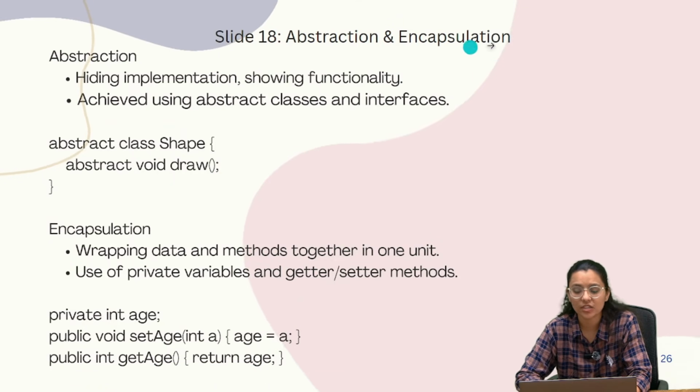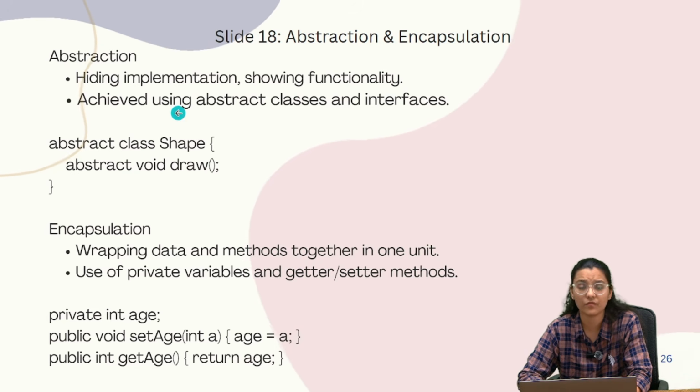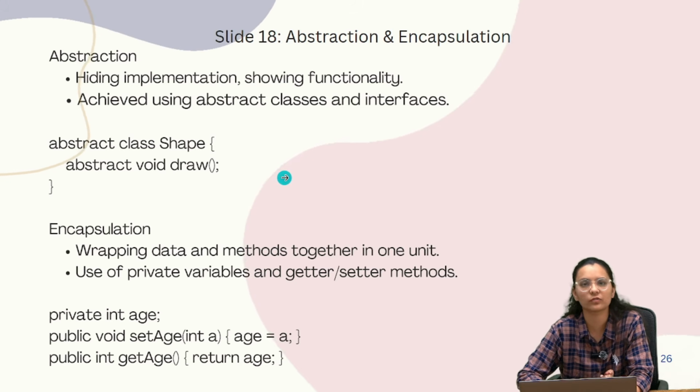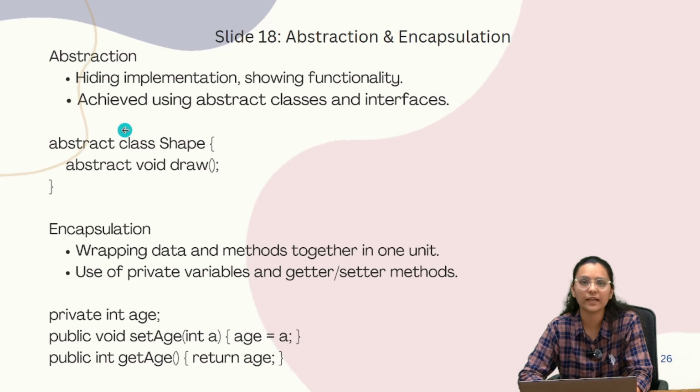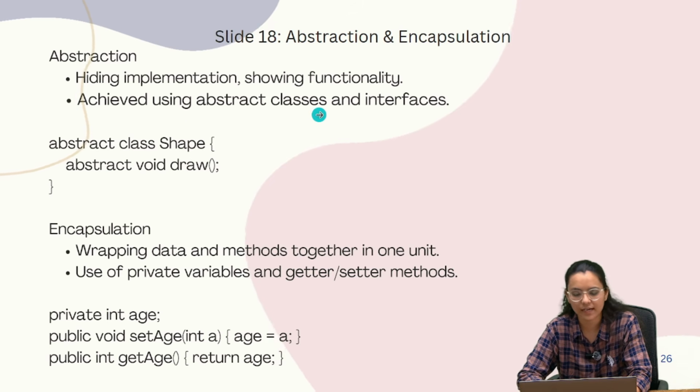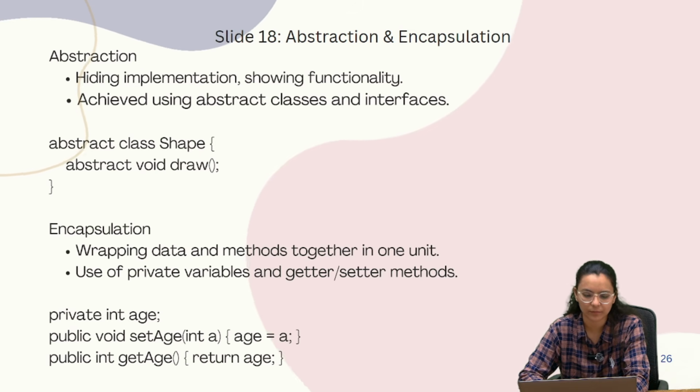Next is abstraction and encapsulation. Here, abstraction is hiding implementation and showing only the functionality. It can be defined as showing only the functionality to the users and hiding the unwanted details from the user. It can be achieved by using abstract classes and interfaces. And why do we use abstraction? To reduce the complexity and increase security. Here, abstract class Shape, we write abstract void draw method.